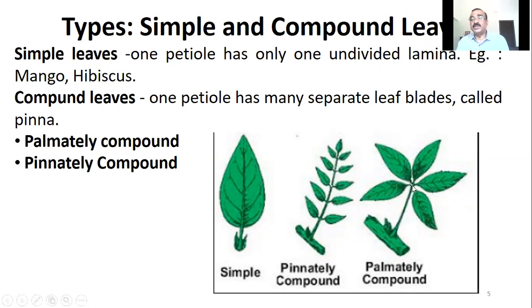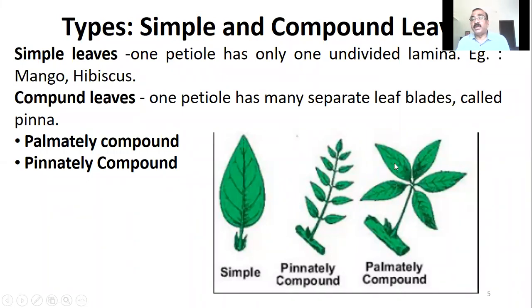So this is the rachis, and all the pinna originate or develop from a single point. But here they are arranged at different points laterally. Now this is called as pinnately compound leaf, and this is called as palmately compound or digitately compound.